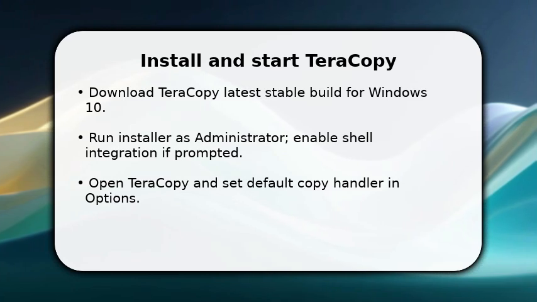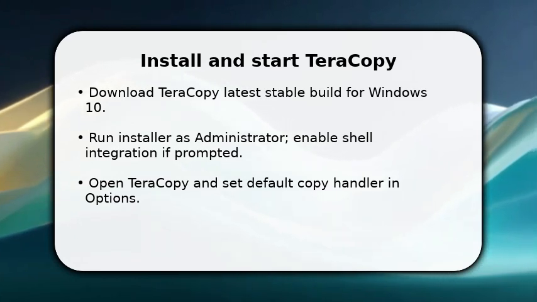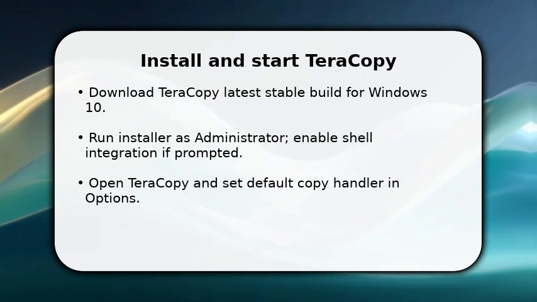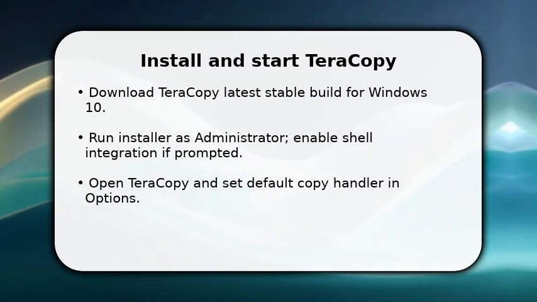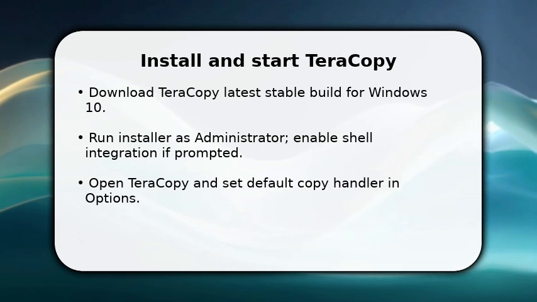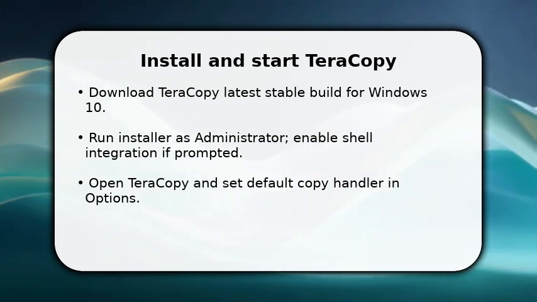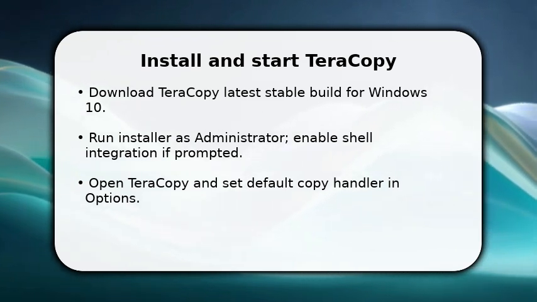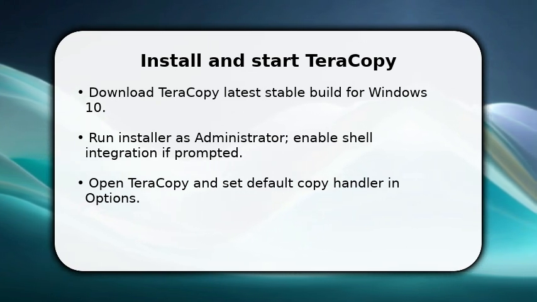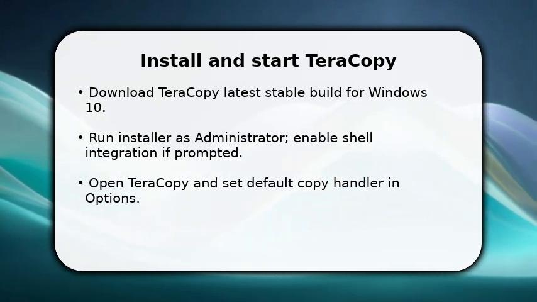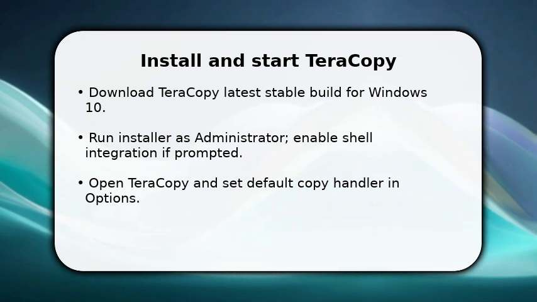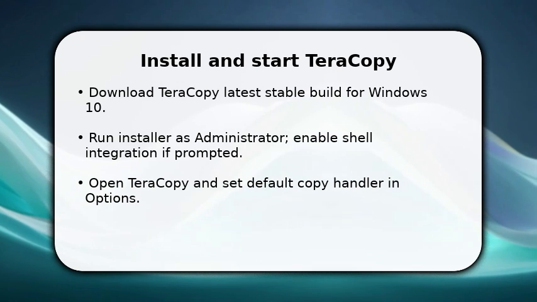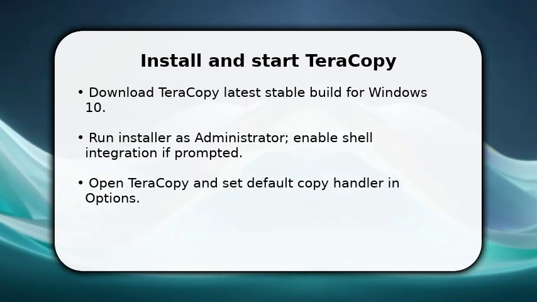You begin by installing Teracopy and making it the handler for file transfers so you can replace Explorer copying seamlessly. Run the installer as administrator to allow shell integration, then launch Teracopy and set it as the default copy handler in Options. Once done, open a File Explorer window and select files to copy. Right-click and choose Teracopy, or use Ctrl+C and Ctrl+V to queue transfers. This lets you start controlled, resumable copies immediately without extra configuration.